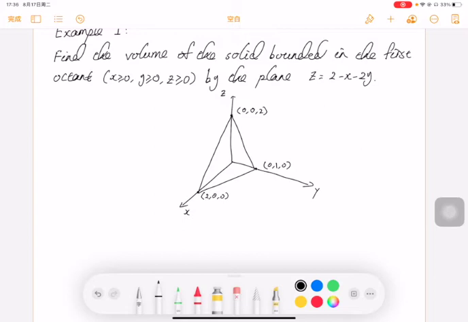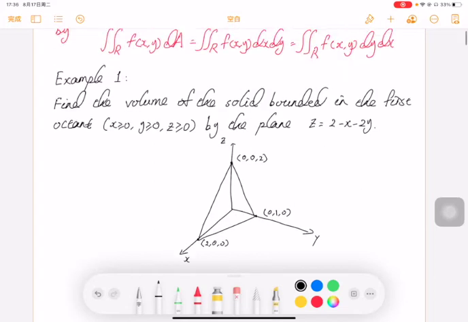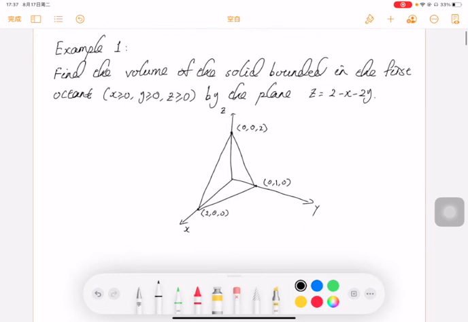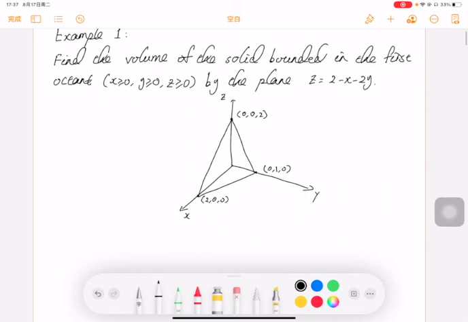Now, from the definition before, we know that a double integral over the region R represents the solid bounded between the region R and the surface f. Here we have f, which is 2 minus x minus 2y. So what is the region R? Here, obviously, region R is the part on the xy plane, right? So this is the region R.